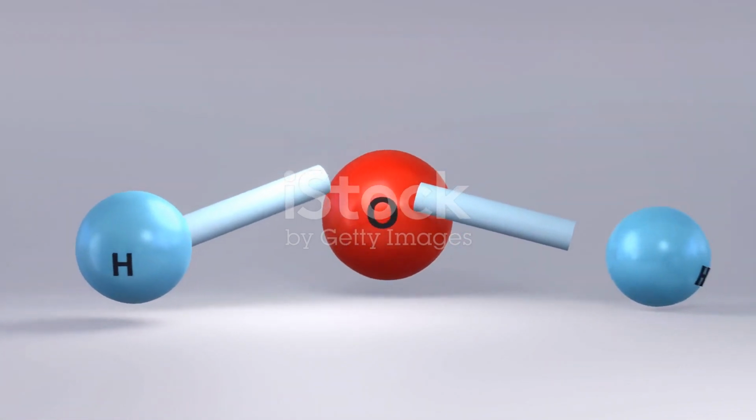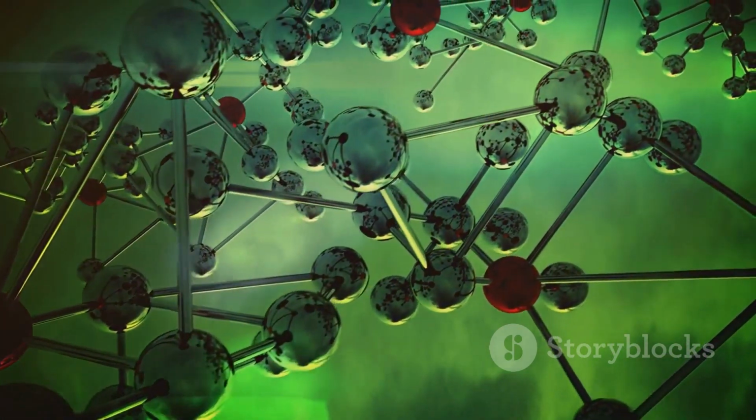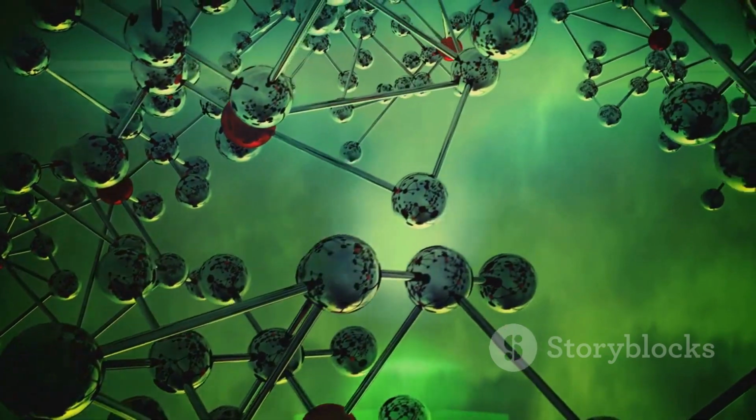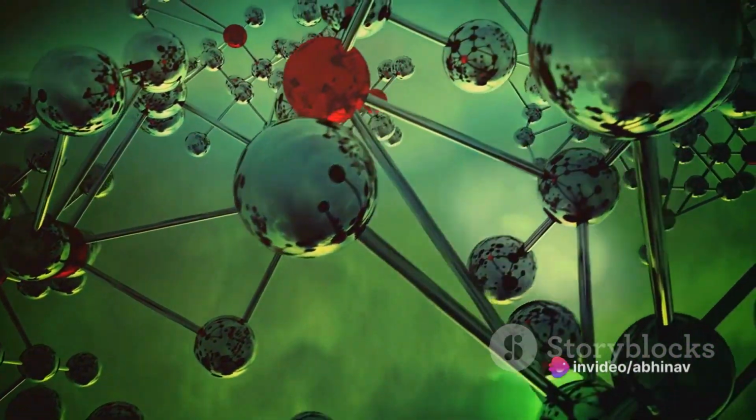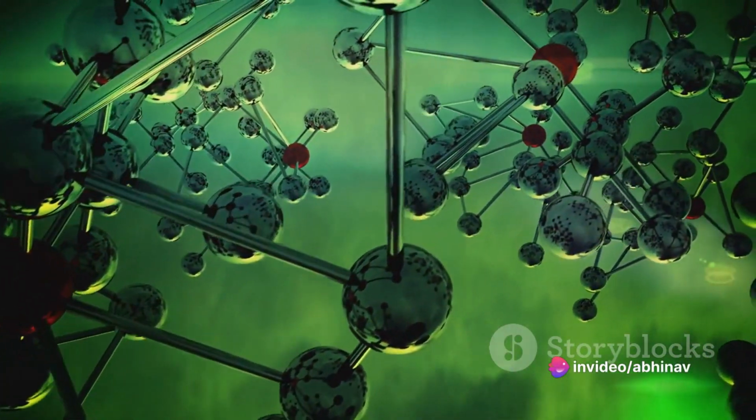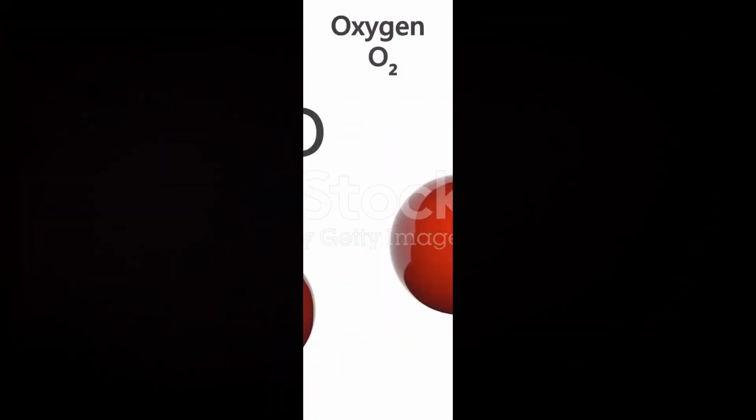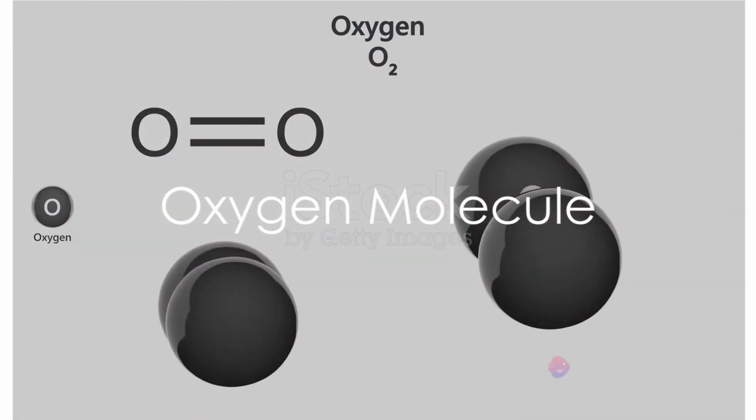Molecules can consist of atoms of the same element, which we call diatomic molecules, like O2 or N2, or different elements, like H2O or CO2. The arrangement of atoms in a molecule is described by its molecular formula and molecular structure, which can be linear, branched, or three-dimensional. To give you a clearer picture, consider an oxygen atom.